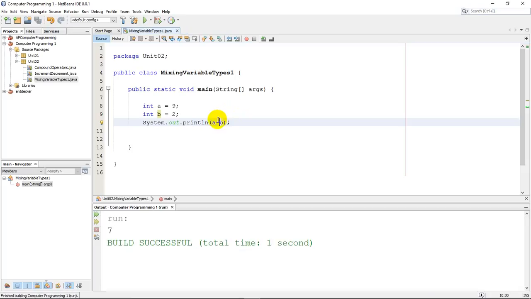Now the problem is going to come into play when I divide these. This could become slightly confusing for some people, as this gives me an answer of 4. We should know that 9 divided by 2 is not 4. 9 divided by 2 is actually 4.5. And so what I've done is I've actually mixed variable types, because remember, 9 divided by 2 is actually a decimal. But I never used a decimal in here.